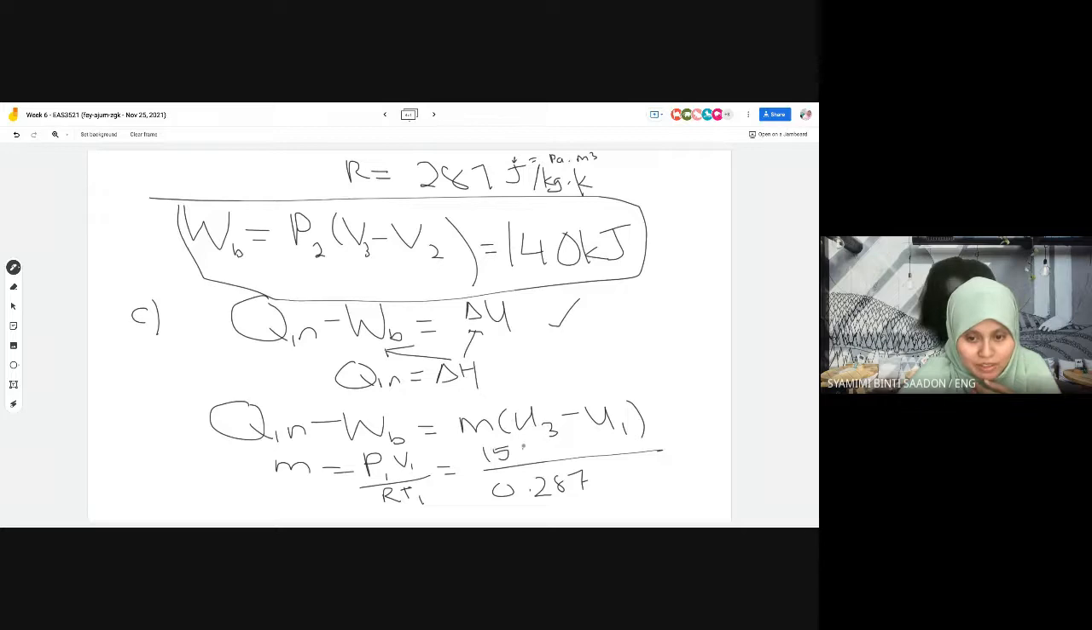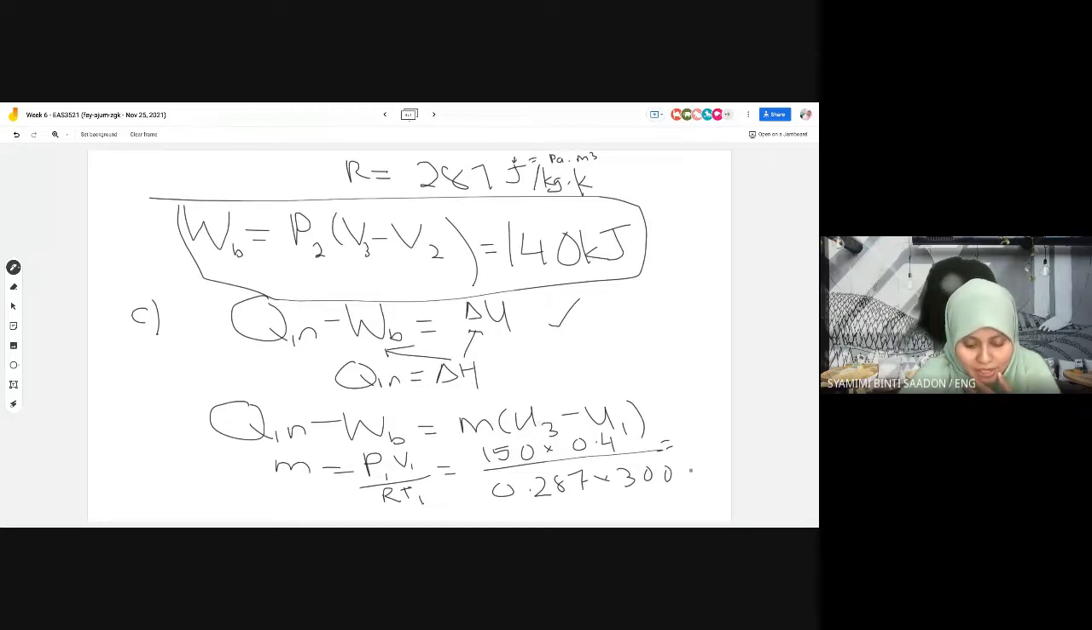So 150, 0.4. Make sure this is meter cube. You cannot use liter in this equation. And 300 Kelvin. So you get the mass. The mass is assumed constant throughout the process, from 1 to 3.